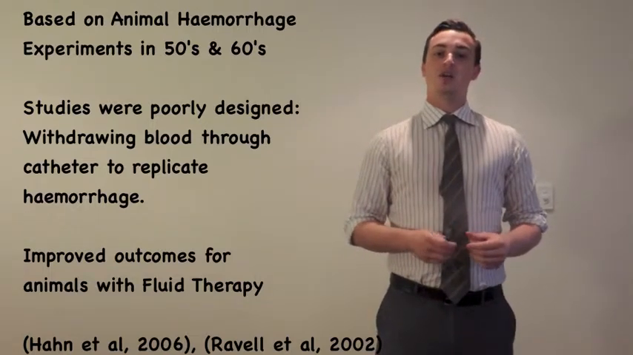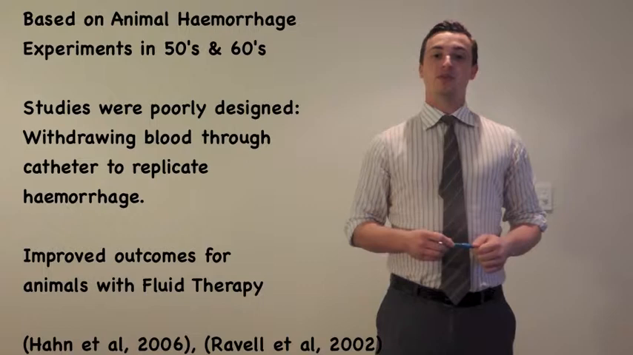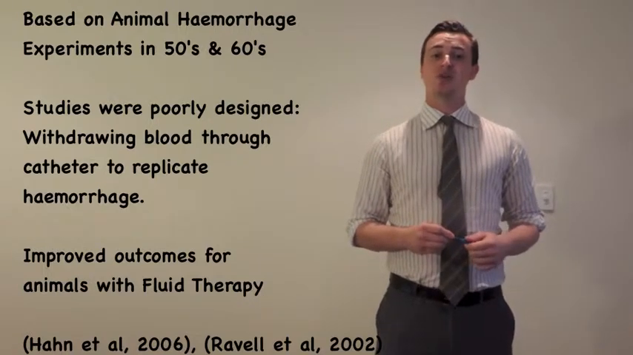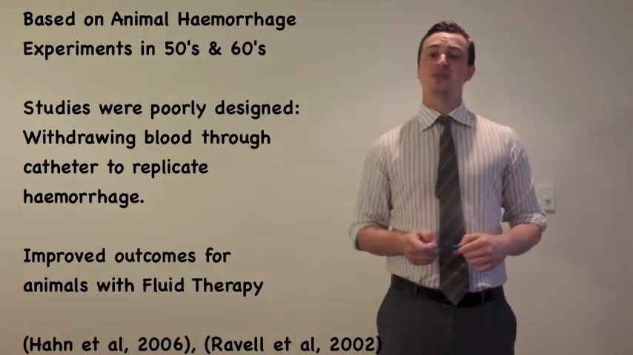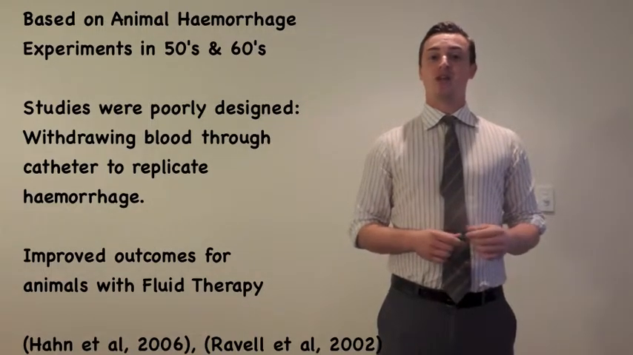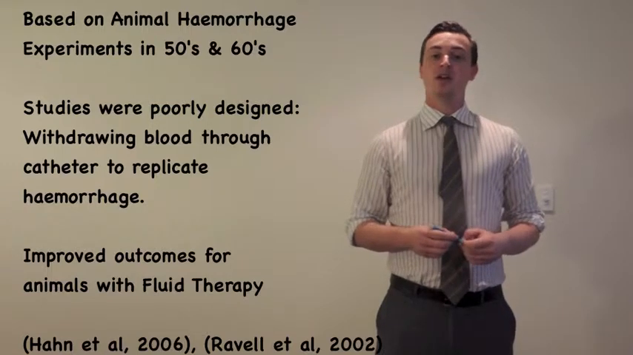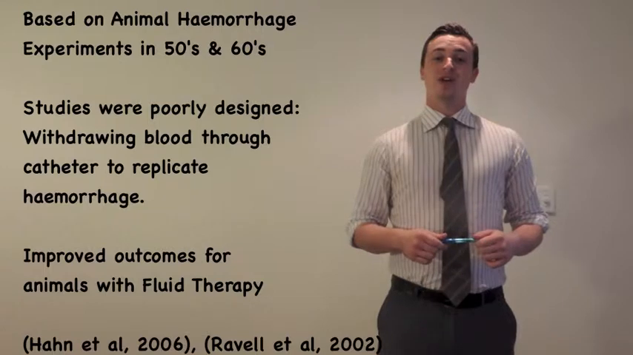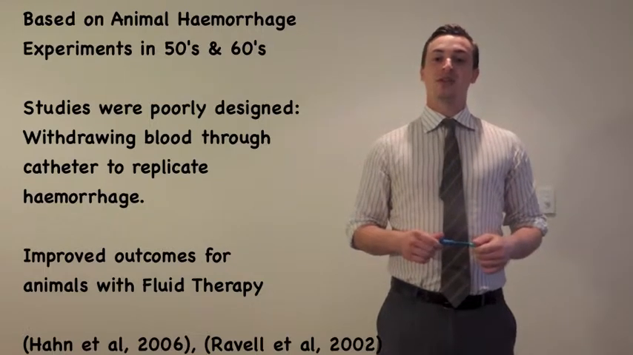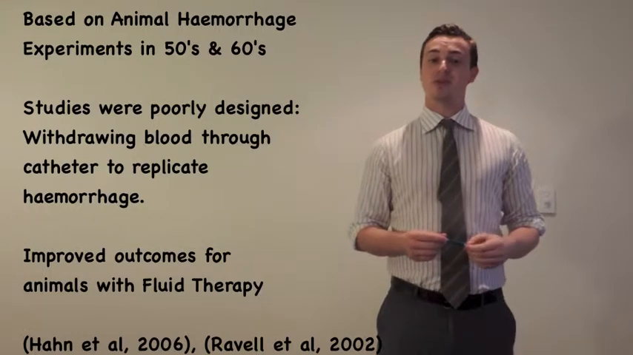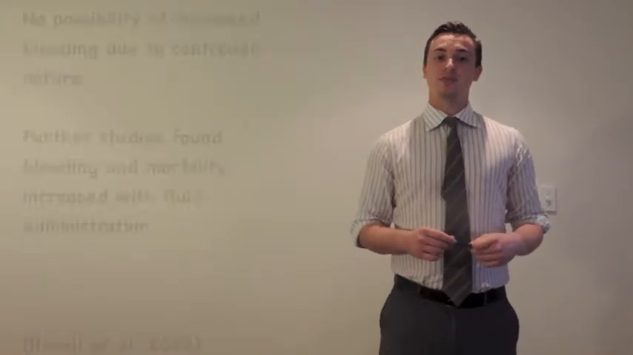The studies prevented the harm of IV fluid therapy from being revealed as they attempted to reproduce the pathophysiological conditions of hemorrhage by withdrawing a standardized amount of blood from the animal's circulation through a catheter. Improved outcomes were found for all animals that were given fluid therapy. The researchers concluded that animals treated with fluid therapy had a better survival rate, as the administered fluid increased their circulation volume and blood pressure to re-establish blood flow to critical organs.